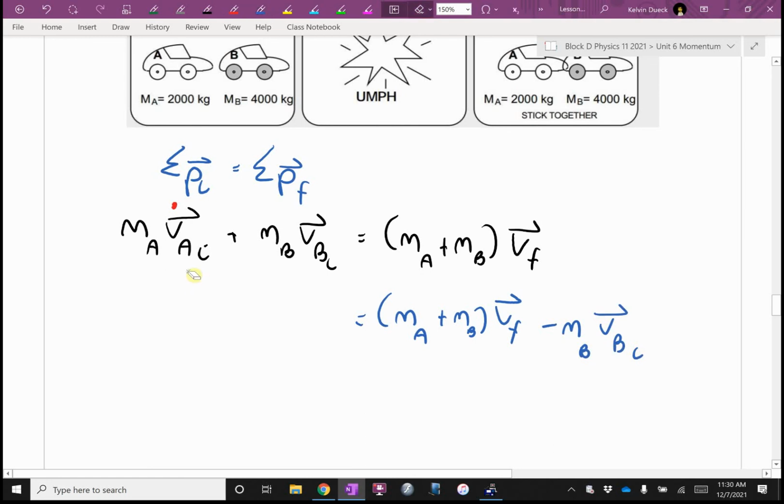And then how would I get the V? How will I move the M over? How will I get the V by itself? What's the M doing to the V? It's multiplying, so I think you said divide? Yeah.